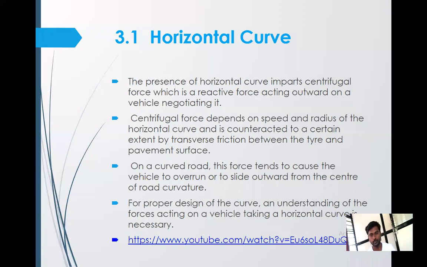So the centrifugal force depends on the speed and radius of the horizontal curve, and it is counteracted to a certain extent by the transverse friction between the tire and pavement surface. In the horizontal curve, which friction comes in contact? The lateral friction. It is very important. In the horizontal curve, we always take the lateral friction. In a straight road, when we apply the brake, the longitudinal friction comes into the picture, and when we are dealing with the horizontal curve, the lateral friction comes into the picture.